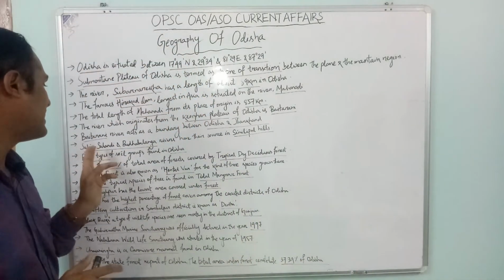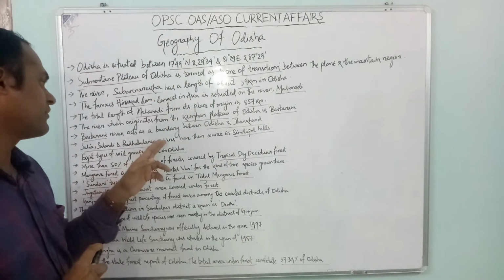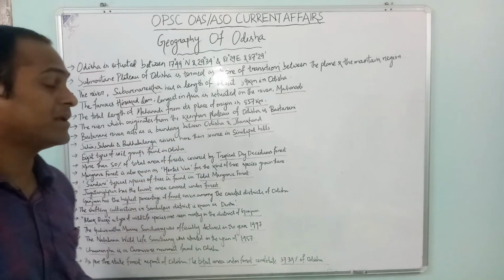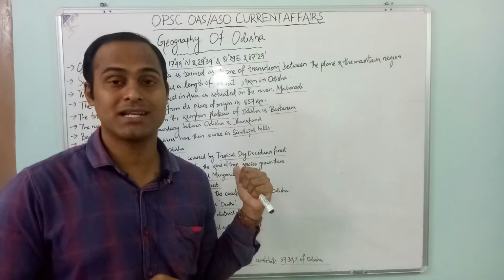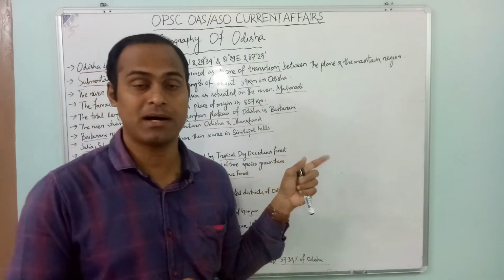Then after that, Salia, Salandi and Budhabalongo rivers have their source in the Similipal hills. Salia, Salandi, and Budhabalongo rivers originate from the Similipal hills.